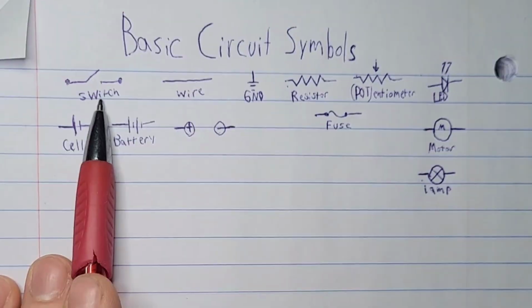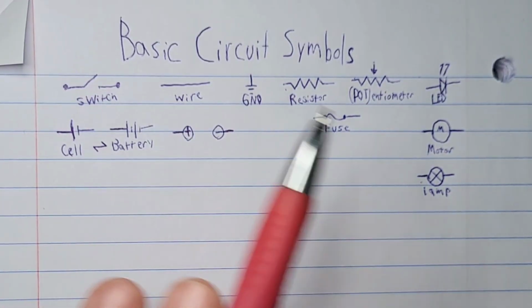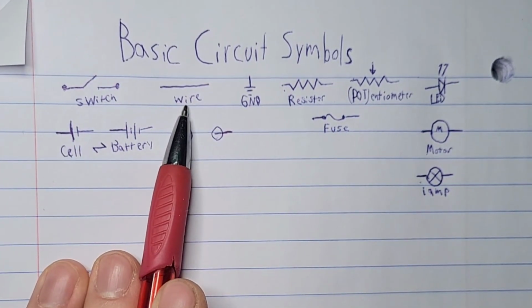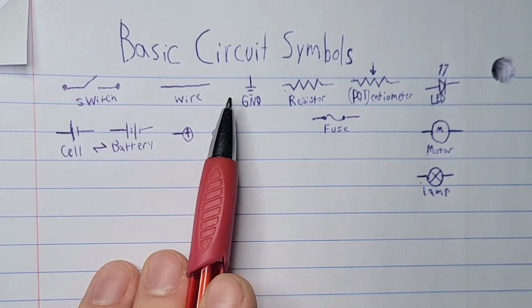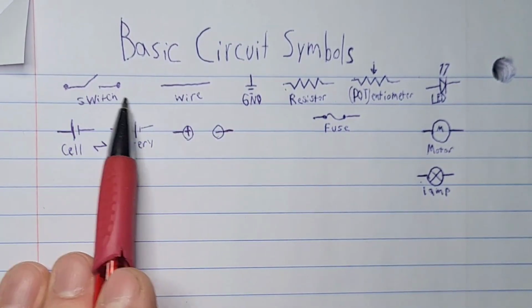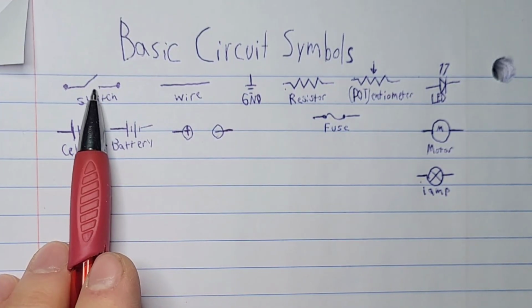So we have a switch, which just looks like... okay, let's just start from the beginning. We have a wire. A wire is just a line which crosses from one point to another. Then we have a switch, which does look like a wire with a cut end, you could say.